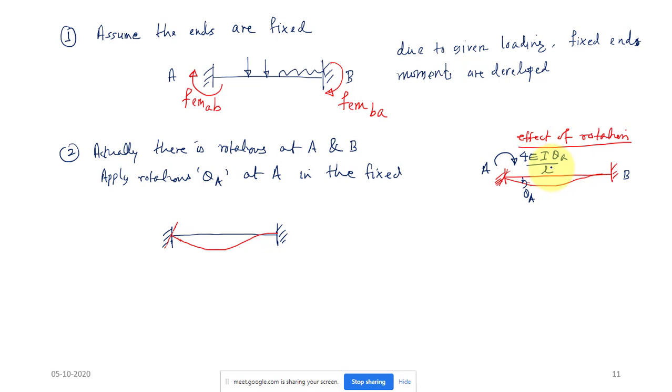This derivation is important. You must have gone through that derivation already. If we are applying rotation at A, we will have a larger moment at that point, 4 EI theta A by L, and here we will have some lesser moment. So this one you have to remember. Anyway, this is just half of this one. You must go through the derivation once. This is the end moment due to this rotation. If you rotate this support, the corresponding moment developed at support A will be 4 EI theta A by L, and at B, 2 EI theta A by L.